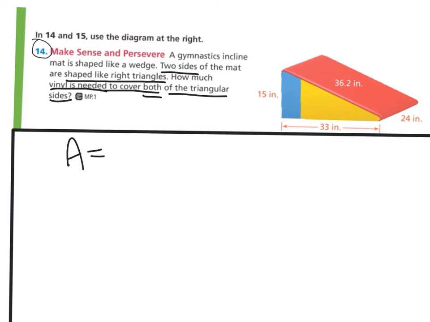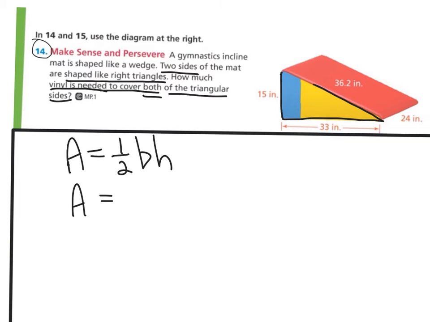So finding the amount of vinyl we need to cover this is going to be dealing with the area of a triangle. So 1/2 times base times height is how we find the area of a triangle. So if you look at the triangle, in my book it's got kind of the blue and yellow here. I know yours is not in color, so sorry for that. But the base is 33 and the height is 15.